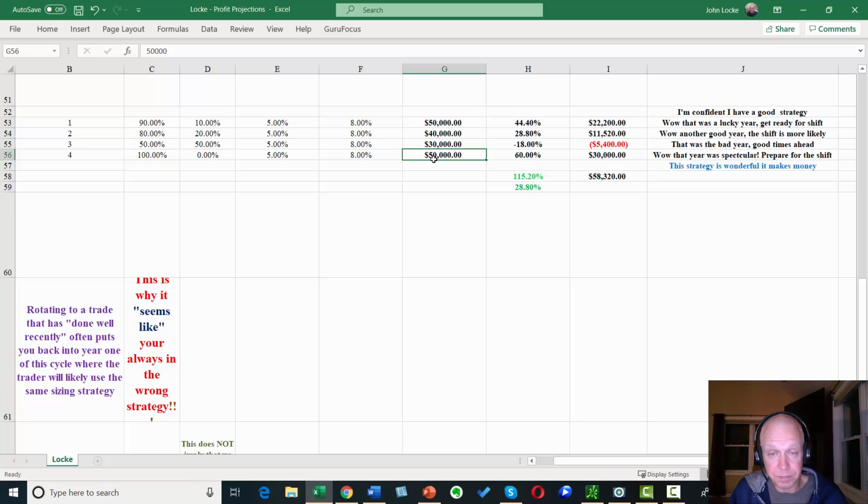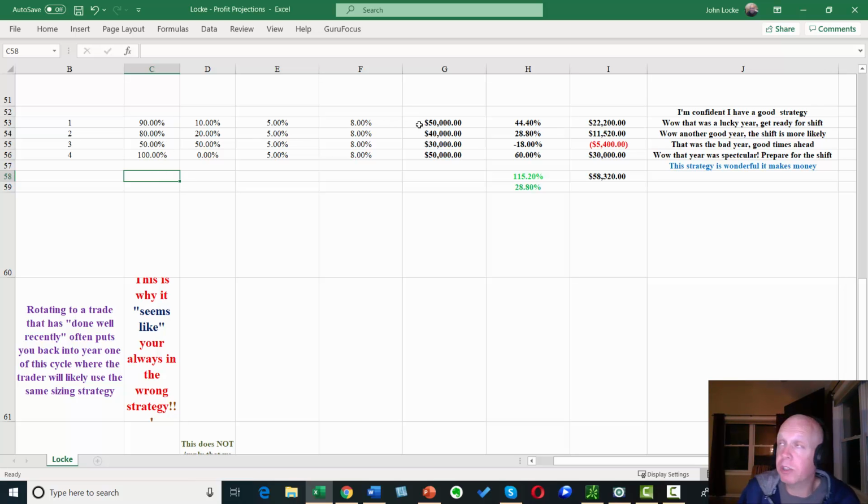Now in this example, these win rates, not the numbers after it, but the win rates here are actual win rates from a trading strategy that we have in a 4-year period. 1 year was 90%, 1 year was 80, 1 was 50, 1 was 100. That's where I got that out of. Okay, so this actually happens.